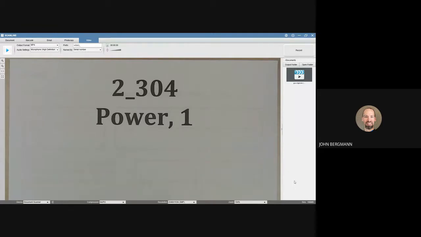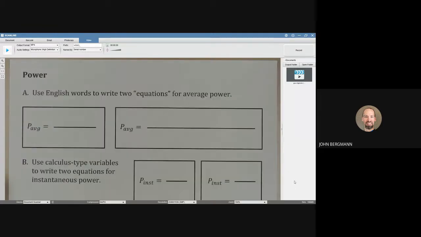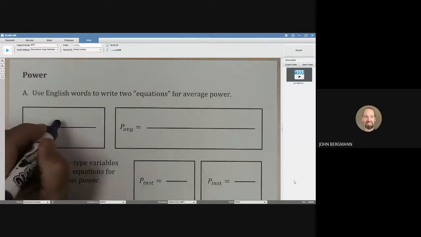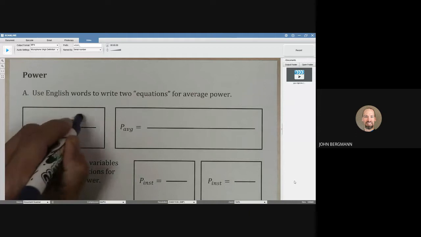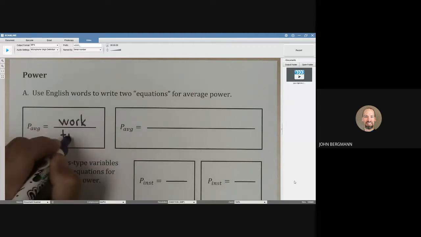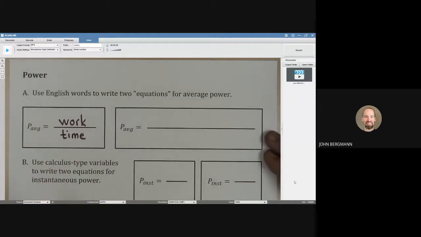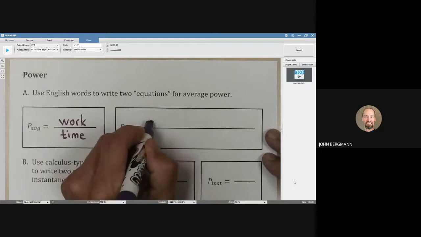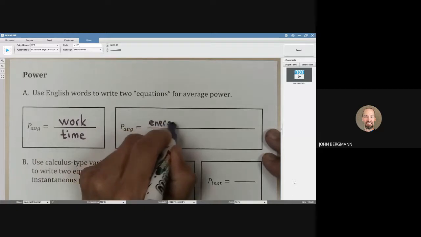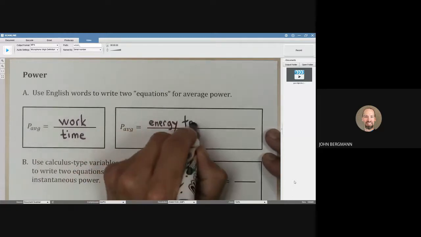This is our first video on power. Use English words to write two equations for average power. Average power is work divided by time. That's one equation for power. Another equation might be energy transferred per time.